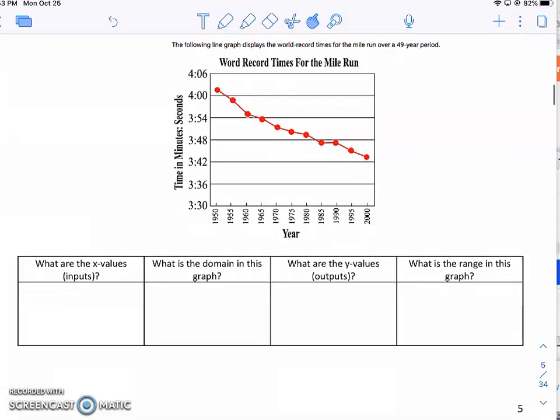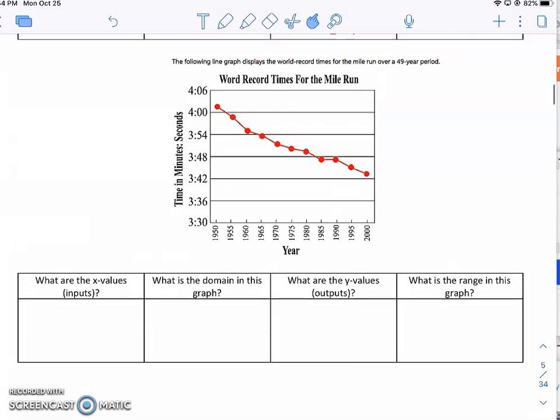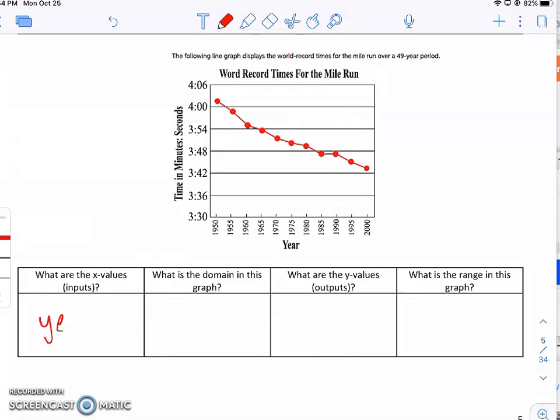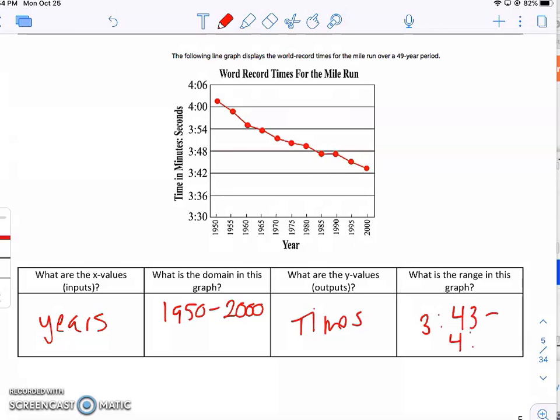So if we take a look at this next one, world record times for the mile. The inputs, again, we have our years. What is the domain? Well, it looks like we go from 1950 to 2000. And the y values are the times. And our lowest, let's make it maybe 343 to 402.